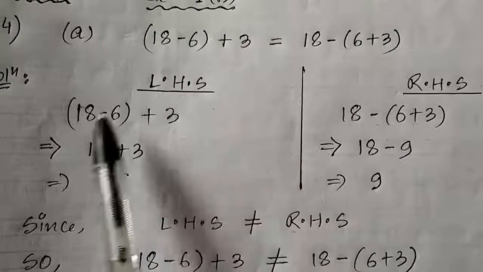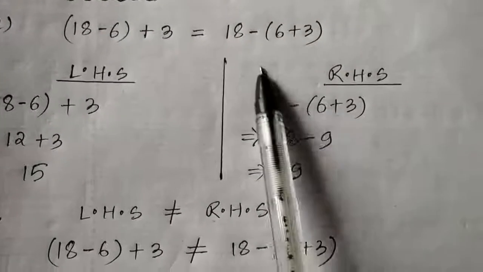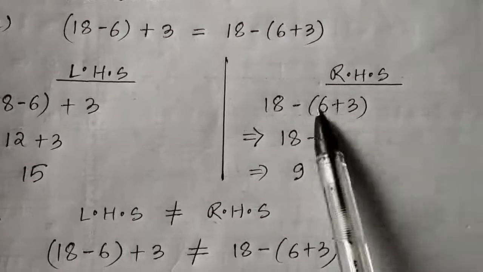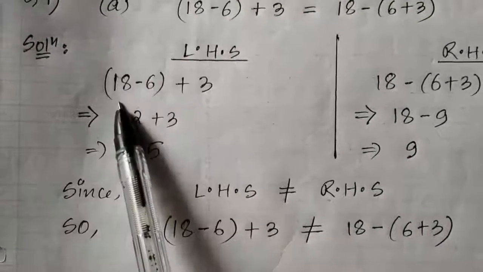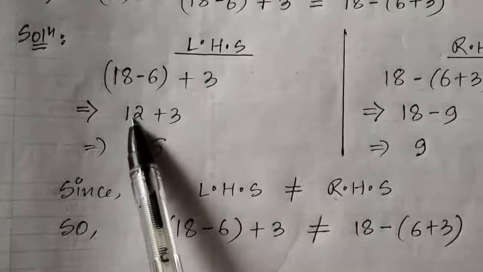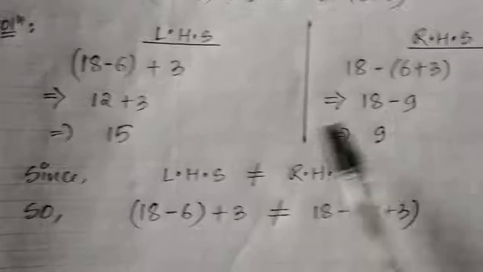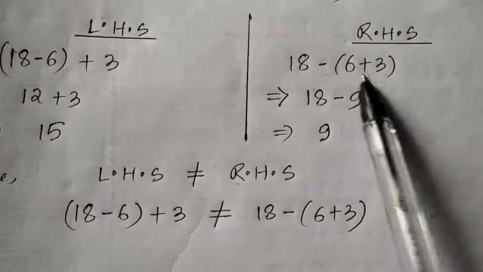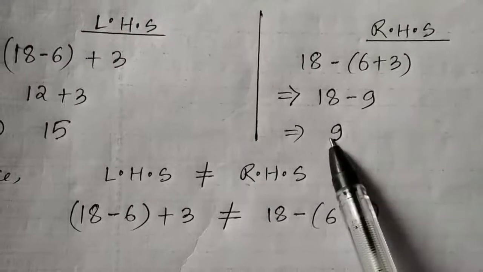So here the left hand side is 18 minus 6 plus 3, and the right hand side is 18 minus in bracket 6 plus 3. Now here first we will solve this small bracket. So in the small bracket 18 minus 6 is there, which is 12. Then 12 plus 3 is 15. Here first we will solve this bracket. So 6 plus 3 is 9, 18 minus 9 is 9.